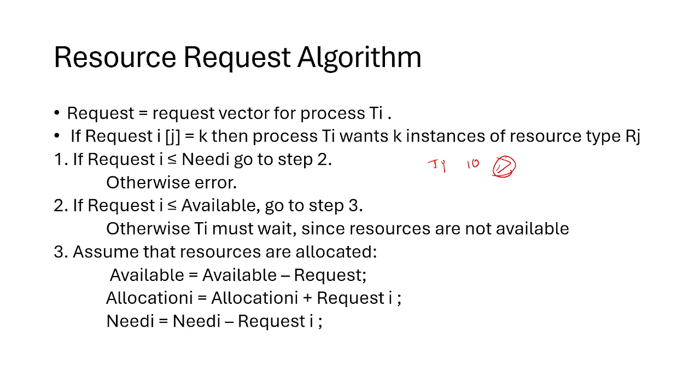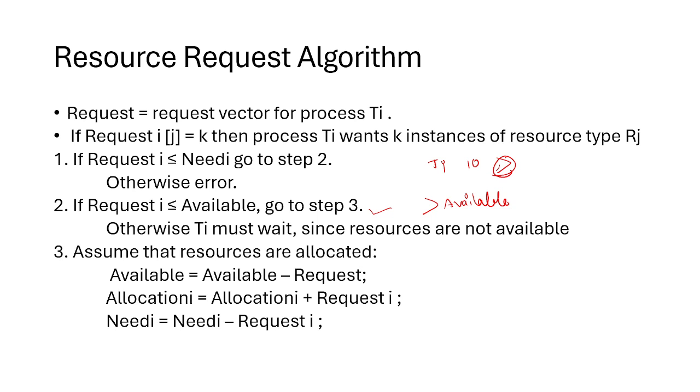Then, if Request[i] is less than or equal to Available, definitely we can allocate those resources to the thread. Otherwise, if the request is more than available, the thread needs to wait until the requested amount of resources is available.